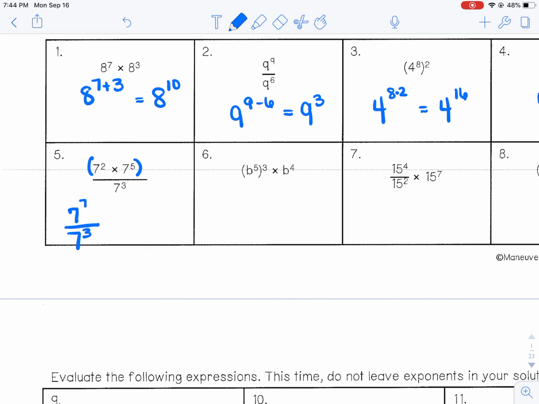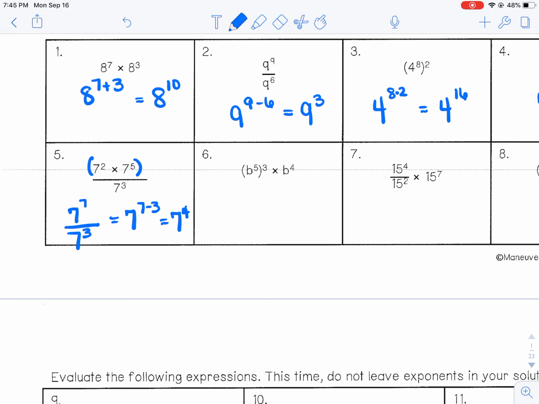Okay, the next thing that I need to do is I am dividing like bases, so that's going to be where I'm going to subtract the exponents. So that's going to be 7 to the 7 minus 3rd power, so 7 to the 4th power.